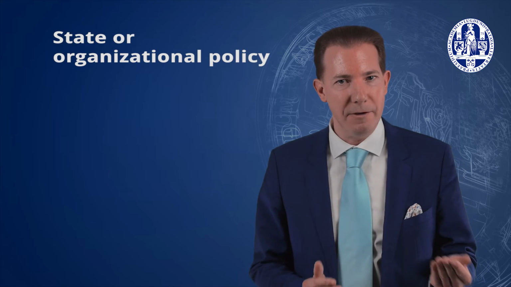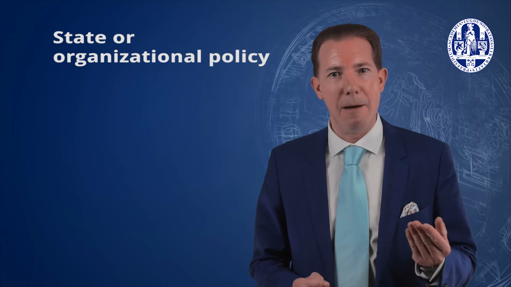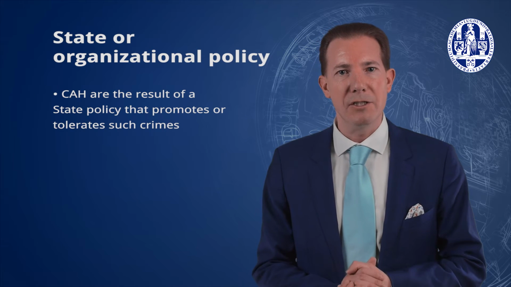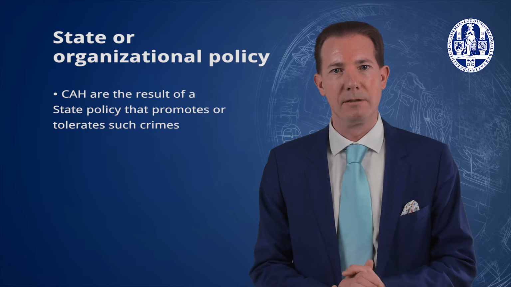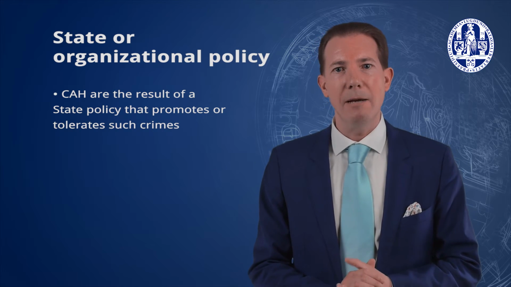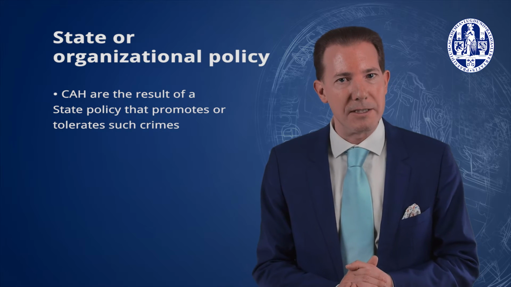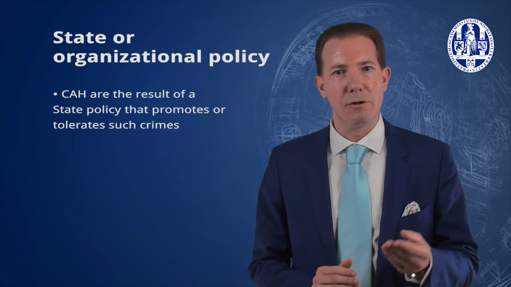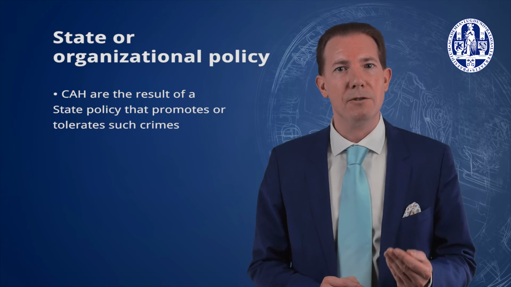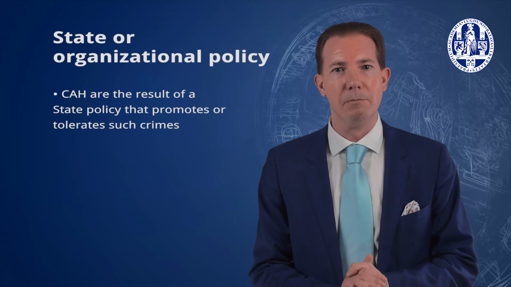The third theory relates the essence of crimes against humanity to the right of individuals to be protected from abuse of state power. In other words, crimes against humanity are banned because they are the result of a state policy that promotes or tolerates such crimes. This theory grounds crimes against humanity in human rights. It finds some expression in the ICC statute, which contains an express reference to a state or organizational policy.